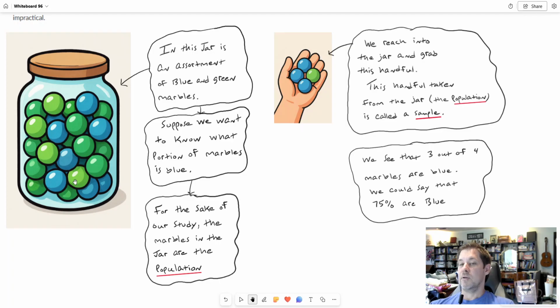That little experiment is how I'll get across the idea of a population and a sample. We want to study or know something about the population. The way we do that is we take some from it, and what we take is called a sample. Now, from there, this will take us a little bit further.